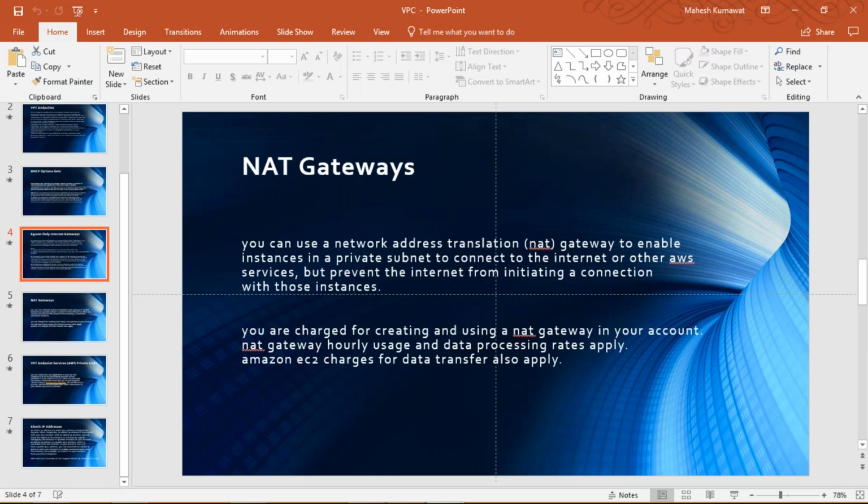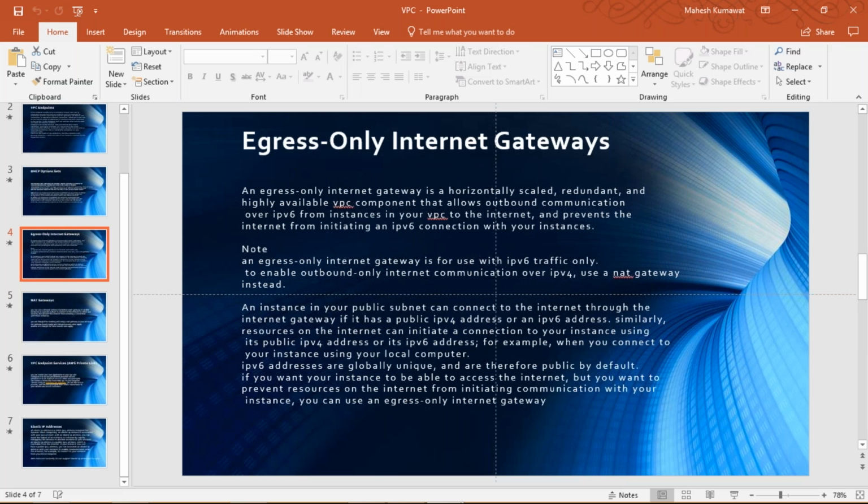Egress-only internet gateways. An egress-only internet gateway is a horizontally scaled, highly available VPC component that allows outbound communication over IP version 6. So it is used for egress, always to communicate with the outside of the world.